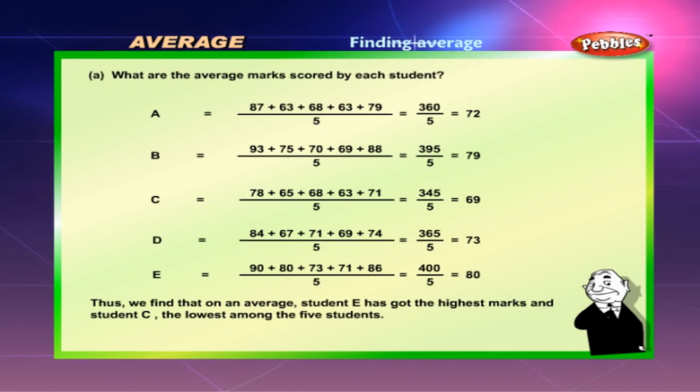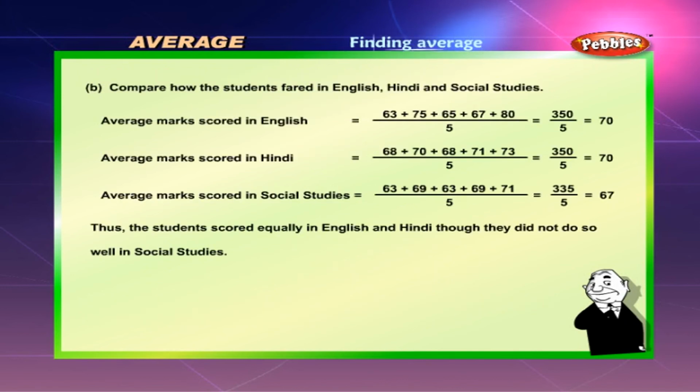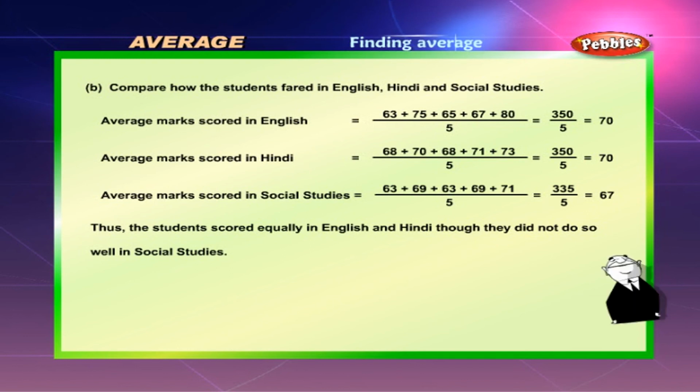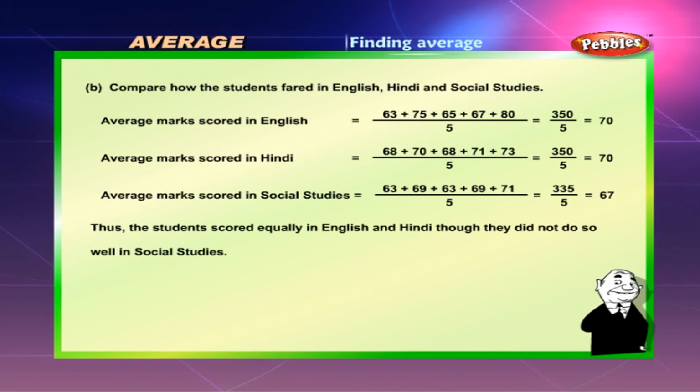Compare how the students fared in English, Hindi and Social Studies. Average marks scored in English is equal to 63 plus 75 plus 65 plus 67 plus 80 divided by 5, which is equal to 350 by 5, which is equal to 70. Average marks scored in Hindi is equal to 68 plus 70 plus 68 plus 71 plus 73 divided by 5, which is equal to 350 divided by 5, which is equal to 70.